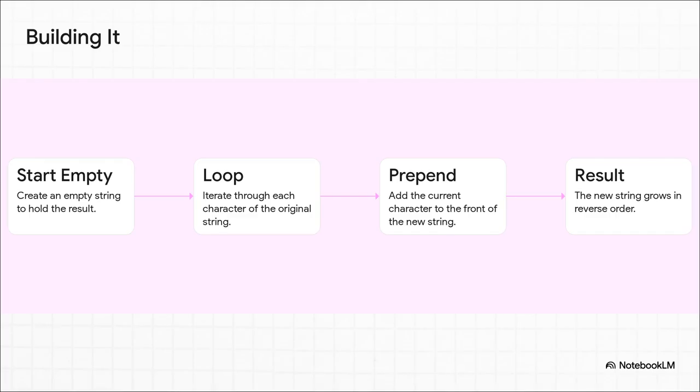And here's the key. For each character you grab, you add it to the front of your new string. So if your new string is O and the next character is L, it becomes LO. Your new string is literally growing backwards. It might be more typing, for sure, but understanding this fundamental pattern is going to help you solve way more complicated problems down the road.